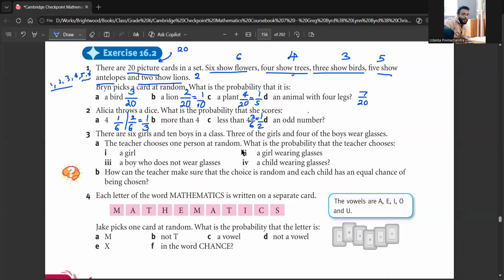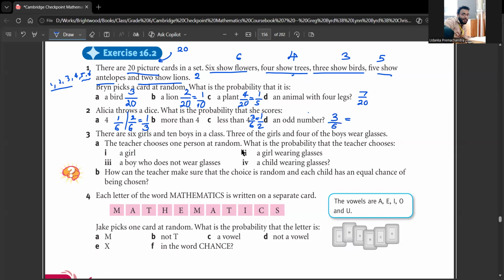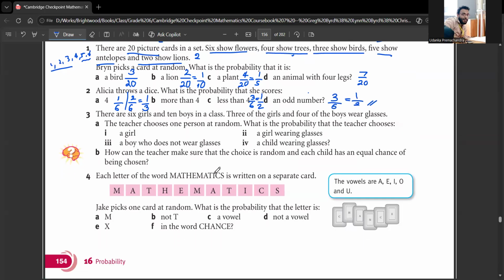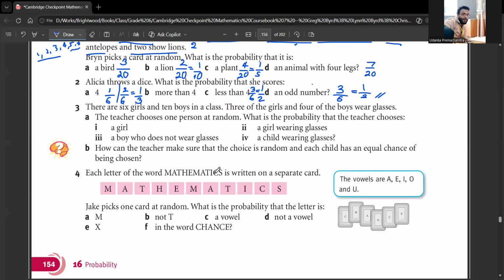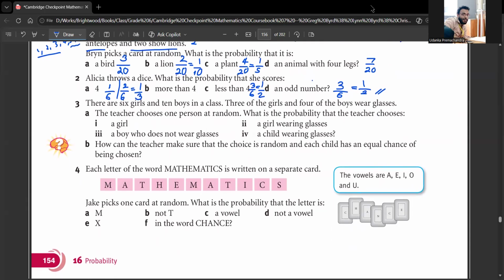Next one, odd numbers. Odd numbers 1, 3, 5. There are three odd numbers out of six. Otherwise, you can divide by two. It's 1/2. Three out of six, otherwise 1/2. Like that. Clear? You can go like that. Okay. Next one. Yes. Continue.